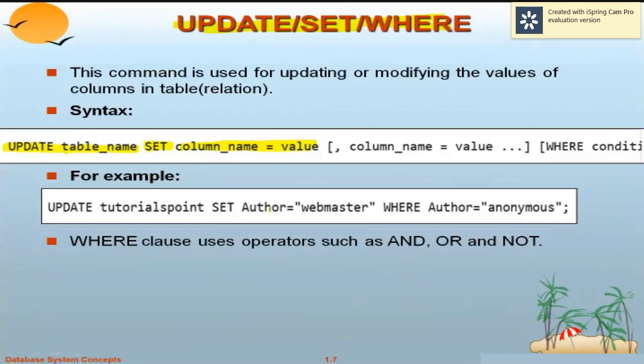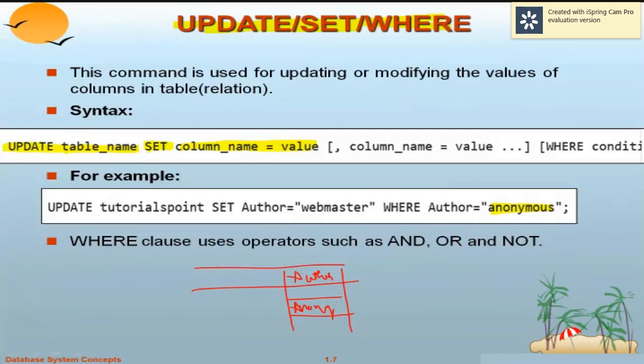So here my condition is something like this. I want to update the author details where anonymous has been written. For example, I have a table with an attribute called author, and in this author there are a few domains. For certain books, some author names have been written as anonymous. In that case, I want all the anonymous to be replaced by webmaster.